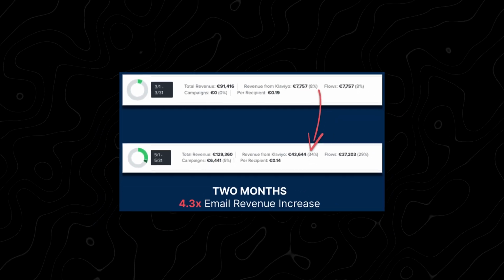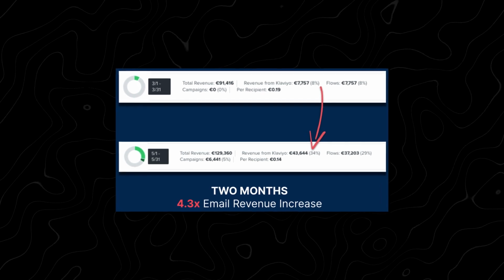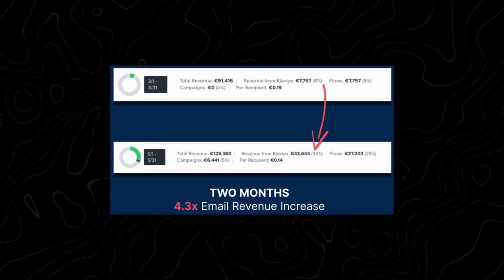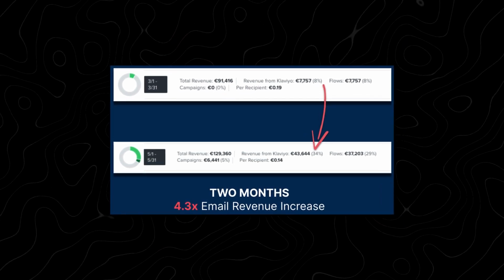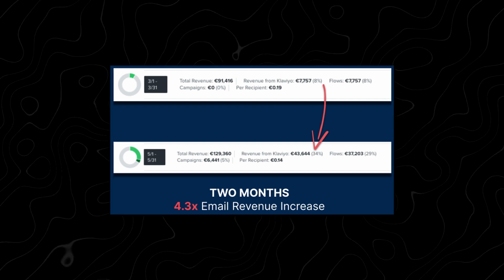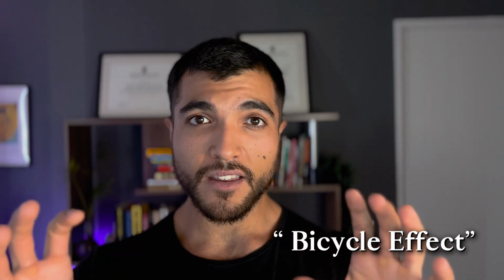And this is exactly what we did with a client some time ago. They had 8 email flows set up by someone on Upwork, but they were making only 8% of total revenue. So we started working together and sent 2 to 3 campaigns per week. Within 60 days, we increased their email revenue to 34%. That's more than quadrupling their sales. And these sales came through flows, even though we didn't change them at all. That's how the bicycle effect works.